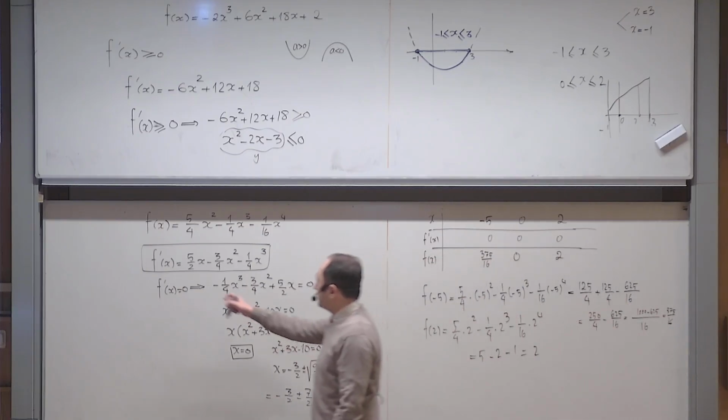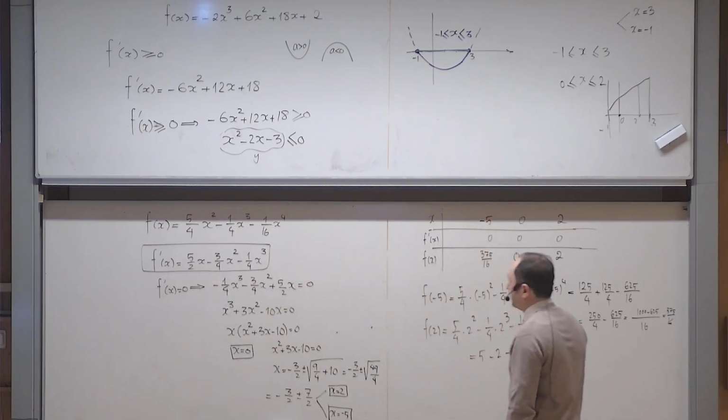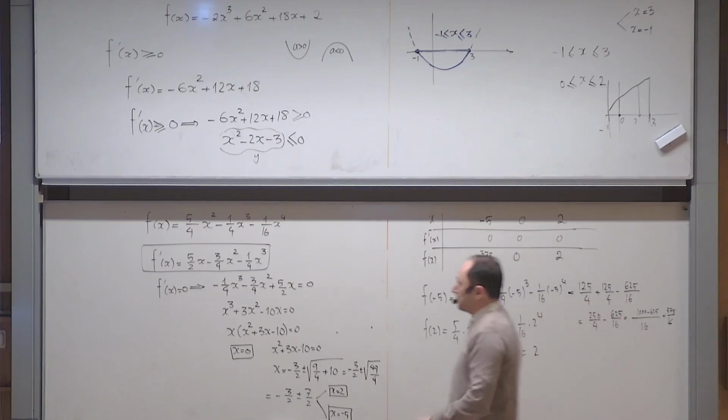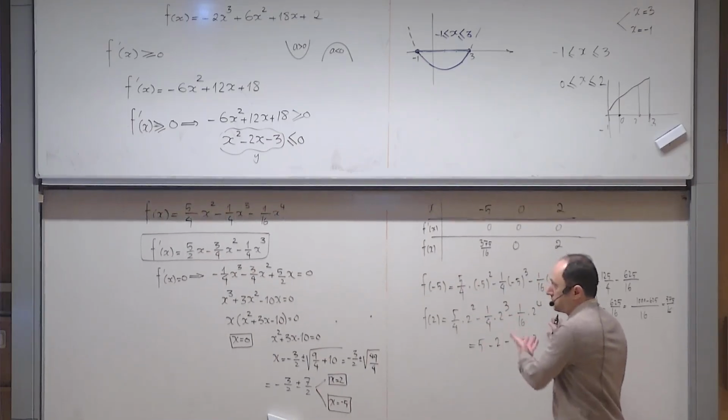So what should I do? I replace a random number before minus 5. So what is that? Minus 6. And then I put minus 6 here. So let us do that. These are scratch paper work if you want.